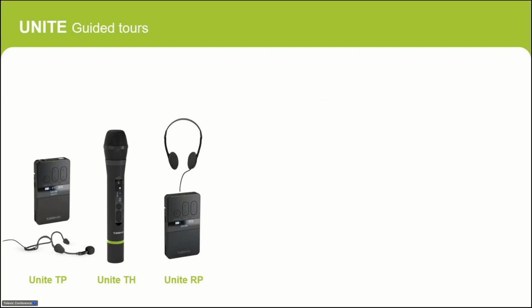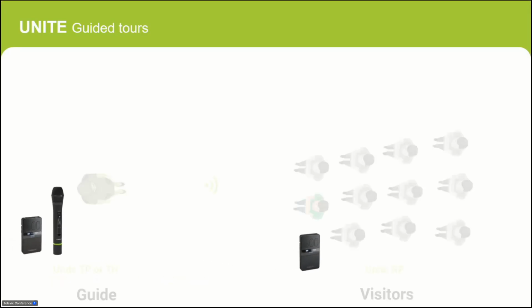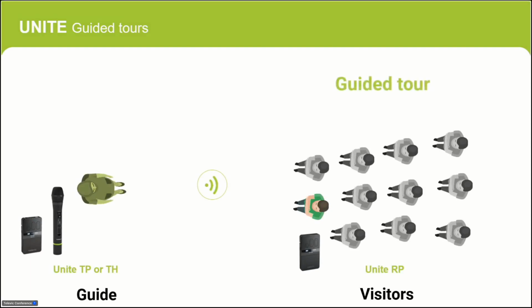Okay. So in this case, as you can see here, the guide uses one of the two transmitters, either the TP or the handheld TH, to broadcast audio to a large audience of visitors. Can you maybe describe the functionality of each device separately?